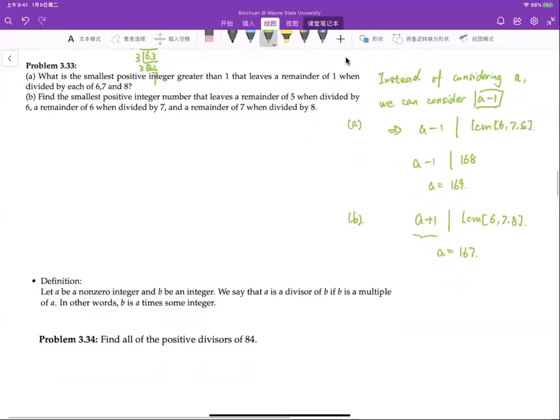So usually, in number theory problems, if a number is not a multiple of another number, or say if you know the remainder, usually we'll transform that into what we know. Like you can subtract the remainder and then that will be a multiple of another number. Or if you add a certain number, then that will be a multiple of a number. Then you can use the techniques we learned to solve that. So that's the basic strategy to consider this kind of question.